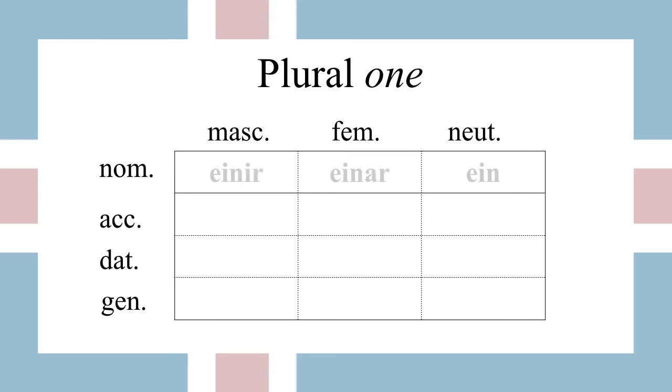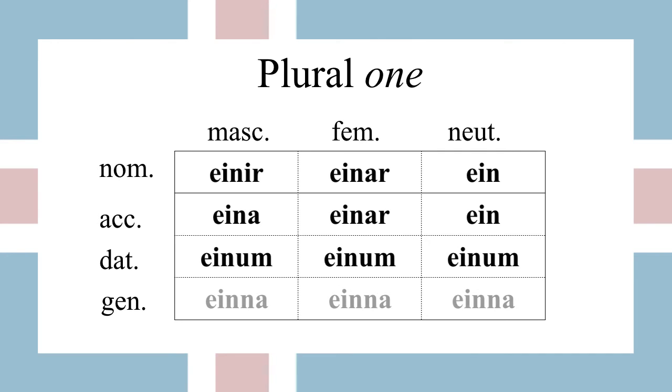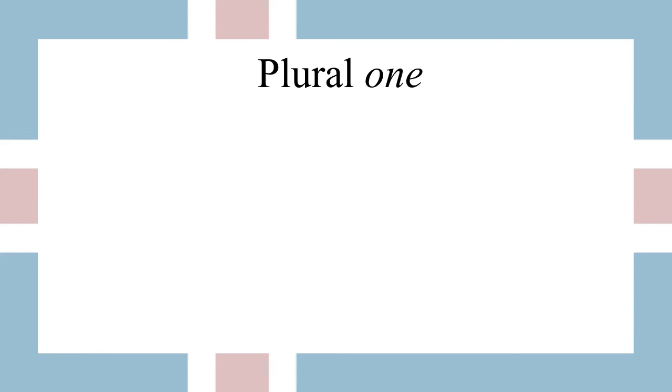So in nominative, we have einir, einar, and ein. Accusative, we have eina, einar, and ein. Dative, we have einum. And genitive, we have eininga. Now, these forms should look really familiar if you've learned the hinn chart because the endings are almost the exact same. So let's look at some examples of when we're going to use them.